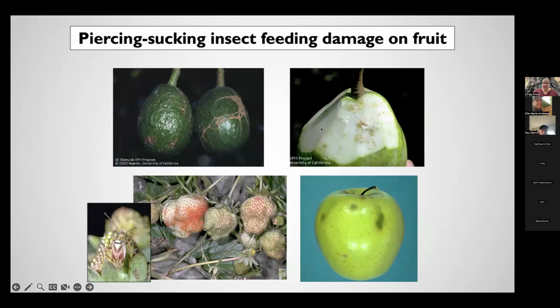Here's also more damage. When they put in their mouthparts, it creates this pithy area in the fruit that's damaged if you peel back the skin. And you can see what that damage looks like. This is an apple, but if you were to shave this back, you would expect to have a very brown, pithy area, just like you have on the pear at the top. Here you go, lygus bug, which causes these misshapen strawberries, and then the scarring on avocados.